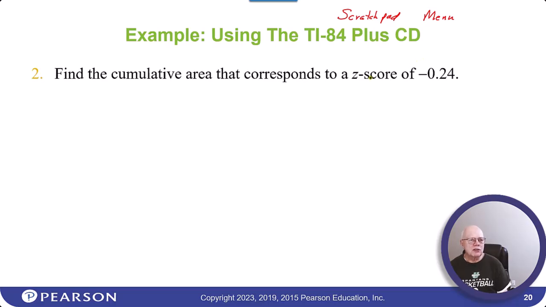Okay, we've got another one to try. This is a good reason to pause the video right here and try it yourself, and then come back. Welcome back. I hope you've tried it. So what I'm going to do now is I'm pretending like it's my question and I never tried it before. How do I do it? Oh, cumulative area, that's everything from the left. And I want it up to a z-score of negative 0.24. So here's my picture.